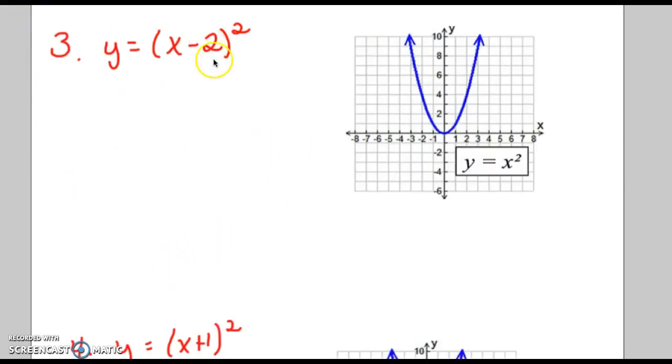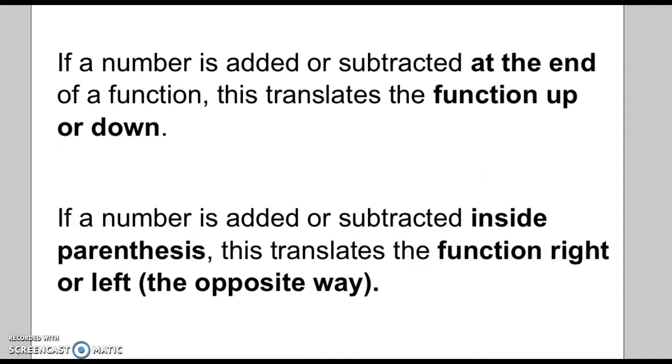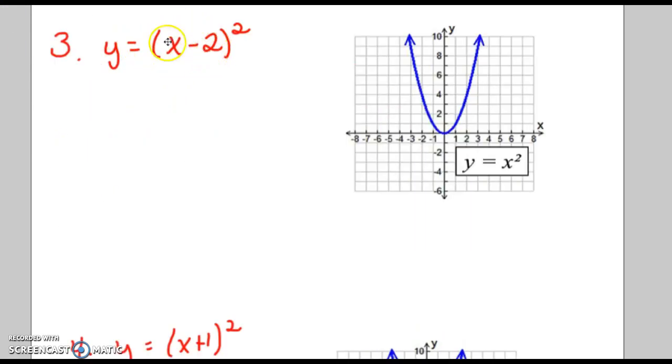Okay, then you're going to have functions where there's a number being added or subtracted inside of the parentheses. So going back to one of my first slides here, this bottom point: if a number is added or subtracted inside parentheses, this translates the function right or left. Because this is negative, typically we would think, oh, left is negative, it's going to shift it left. No, it's actually going to shift it right. So it's opposite once it's in parentheses. So this one will be translated right 2 units.